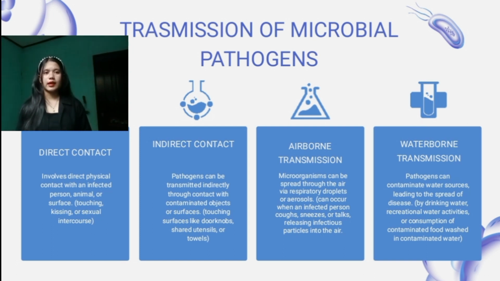Each of these transmission routes presents distinct challenges for disease control and prevention. Understanding how pathogens are transmitted is crucial for implementing effective public health measures to mitigate the spread of infectious diseases. These measures may include proper hygiene practices, sanitation, vaccination, and the implementation of infection control protocols in healthcare settings.